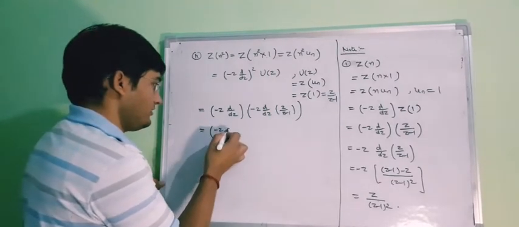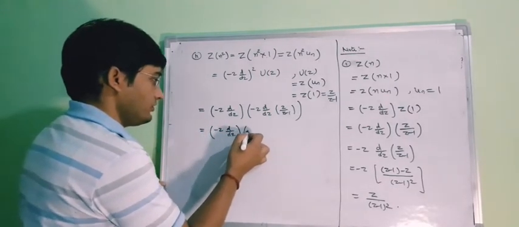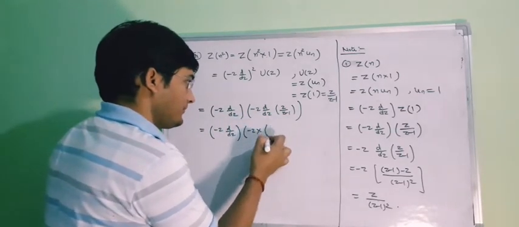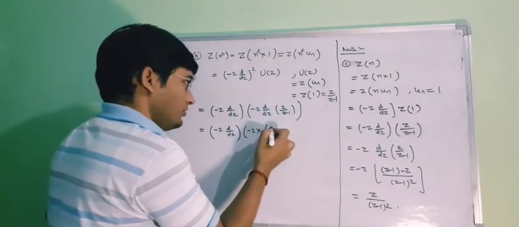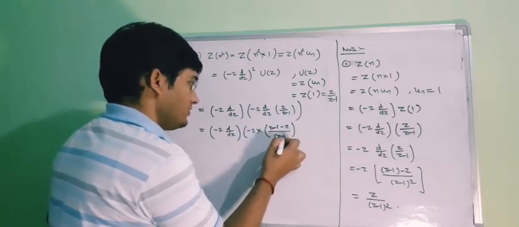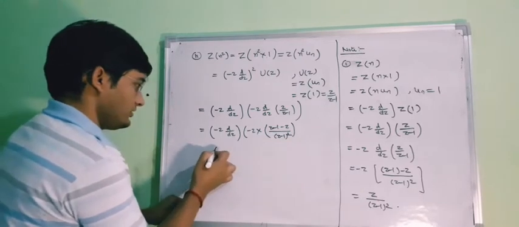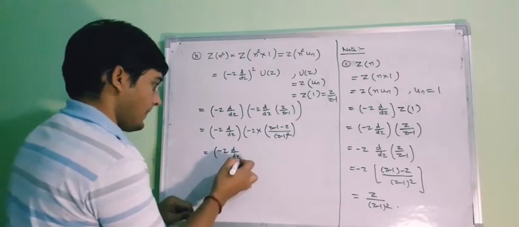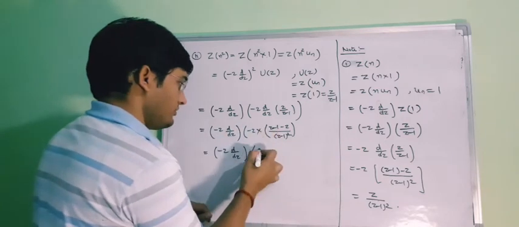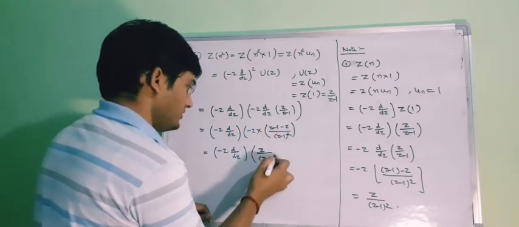And from here this will be minus z. Now d by dz of this one will be (z minus 1 minus z) divided by (z minus 1) whole square. So this is equal to, now this will be minus 1, so this will be plus z upon (z minus 1) whole square.